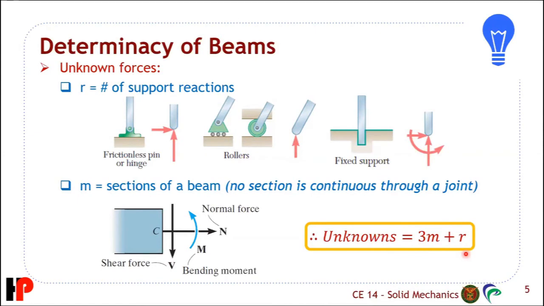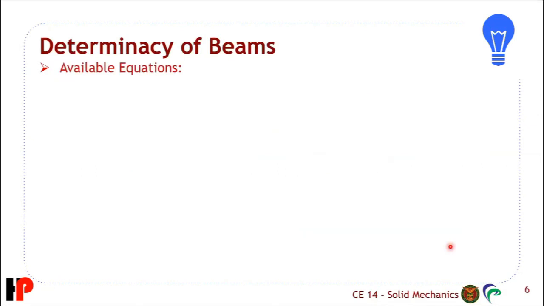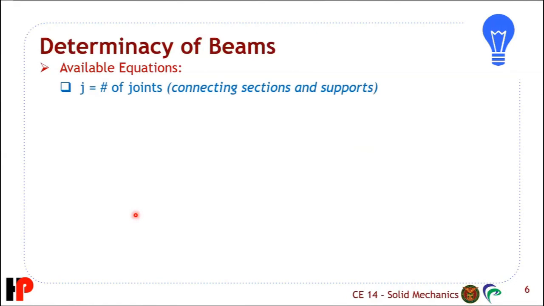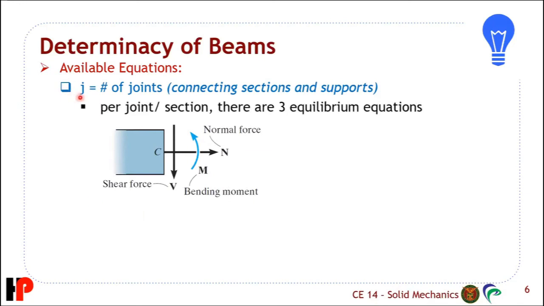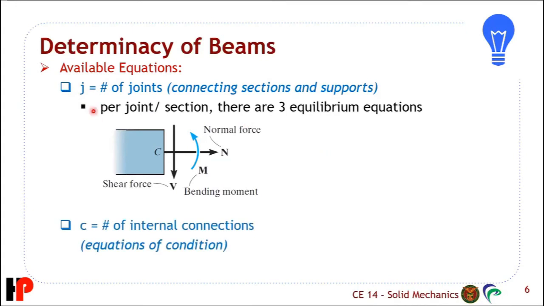So yun yung total number of unknowns for beams. So per member, you have 3 unknowns. Then per reaction, you have 1 unknown. So 3M plus R. Isipin naman natin, ilang equation naman ba available sa atin? So the available equations, let J be the number of joints. So these are those that connect members to each other. So for example, this is a joint. You have 3 equilibrium equations per joint: summation of forces X, forces Y, and summation of moments about that joint. So since you have 3 equilibrium equations per joint, the number of available equations would be 3J, 3 times the number of joints.